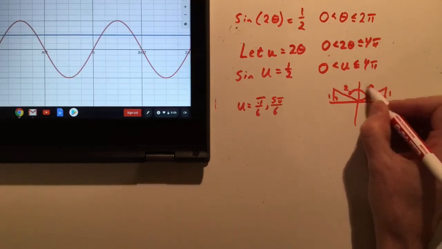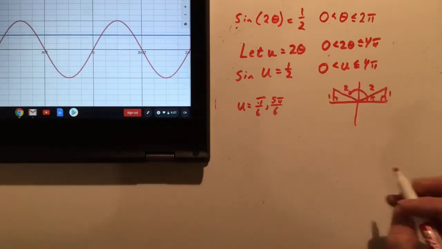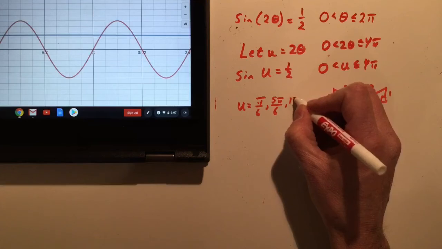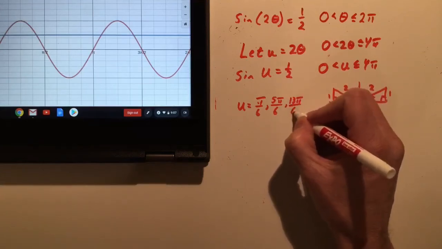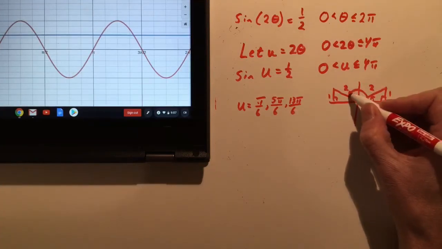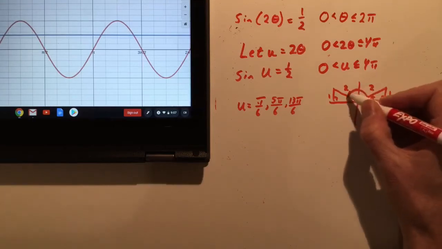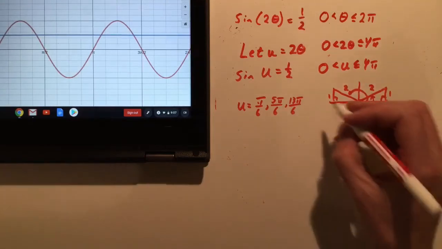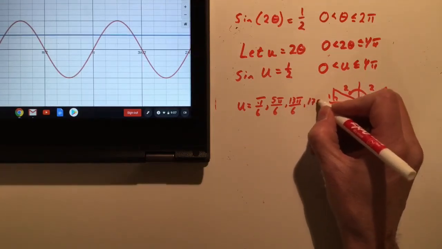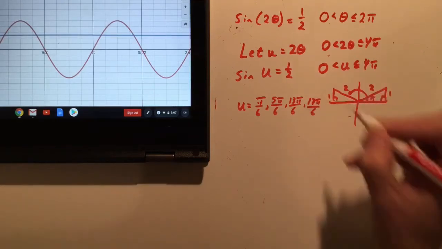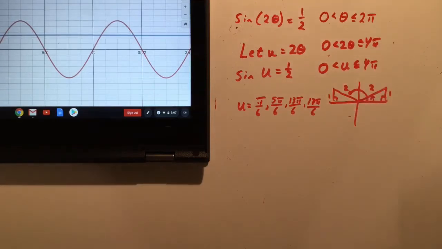So I have my pi/6, I add 2 pi to that, and that's going to take me to 13 pi/6. And then I take my 5 pi/6 and I do another full rotation on top of that, and that's going to take me to 17 pi/6. And those are my 4 solutions for u.